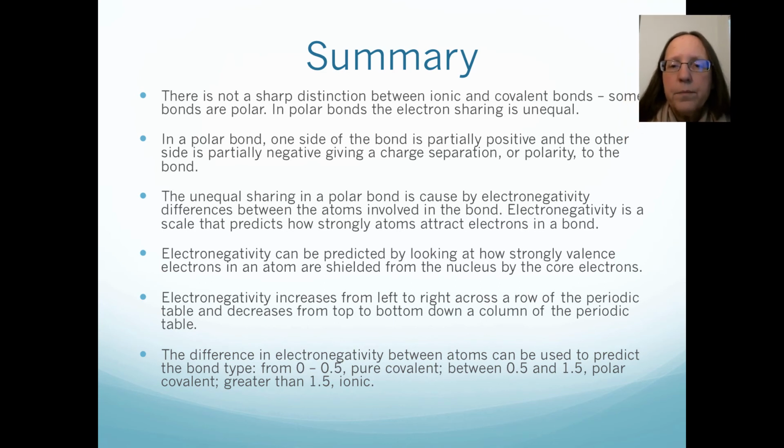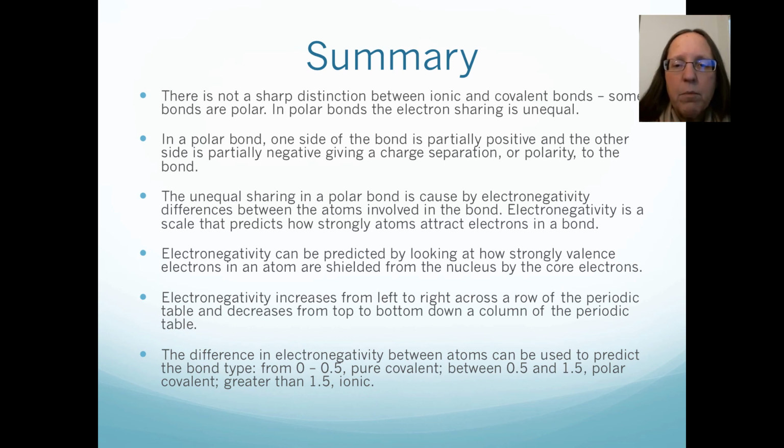To summarize, some bonds fall in between ionic and covalent. These are polar bonds, where the electron sharing in the bond is unequal. One side of a polar bond has a partial positive charge, a positive pole, and the other side of the bond has a partial negative charge, a negative pole, causing a charge separation across the bond. Polar bonds are caused by unequal distribution of electrons, which is because different atoms pull on electrons with different strengths. The strength of pull of an atom for its electrons in a bond is called electronegativity.